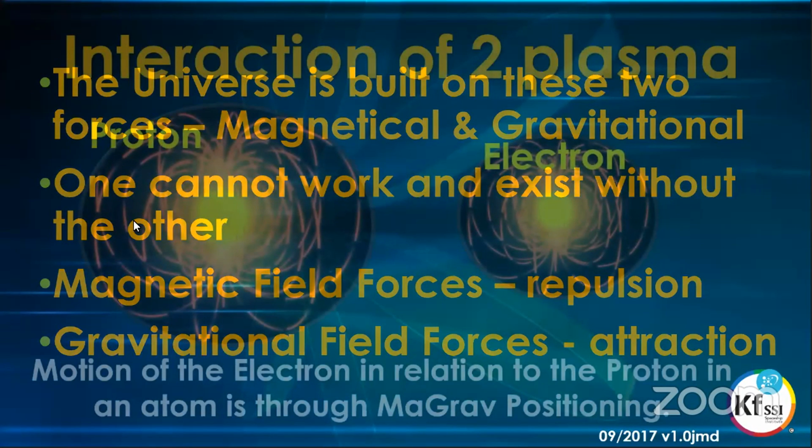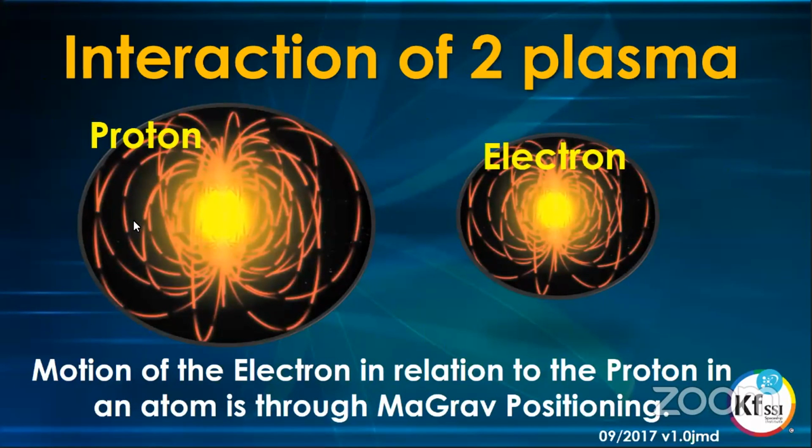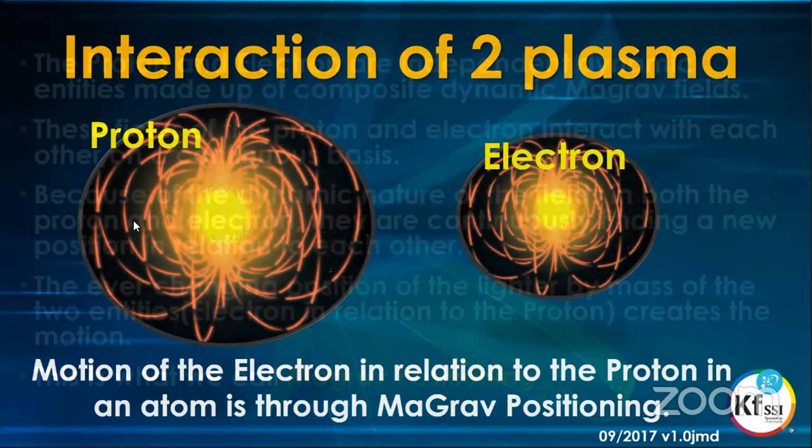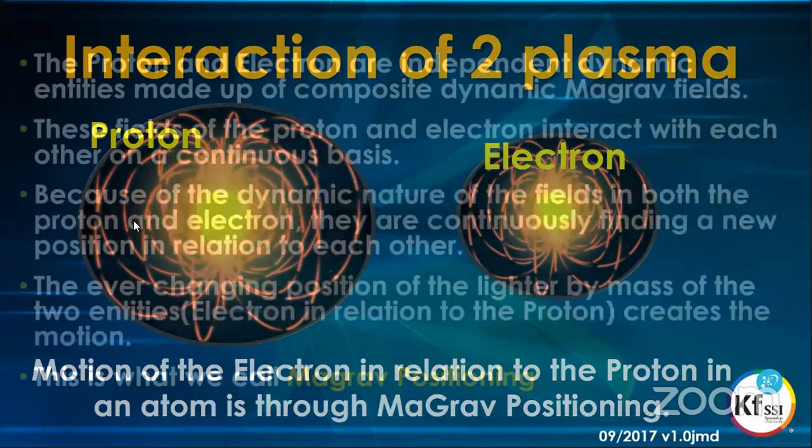So when we have a look at the interaction of two plasmas, and now we can have a look at the proton and electron within an atom. You look at the motion of the electron in relation to that proton through maggrav positioning, because they are both a plasma, they both have the fields, and so they're having to find their position in relationship to each other. If you had to view them as two magnets, one big, one small, they're having to find their position. That's what we have inside an atom: the proton and electron finding their position.